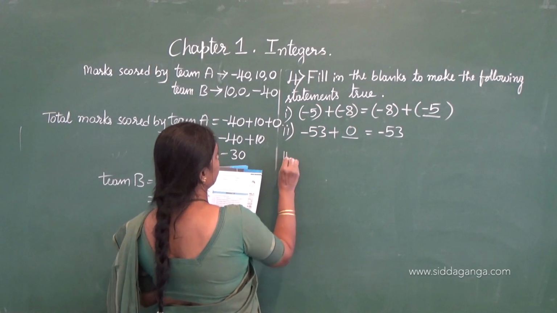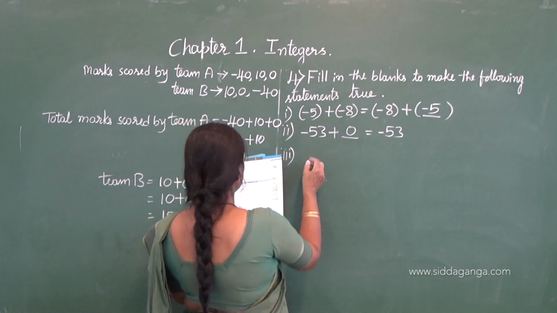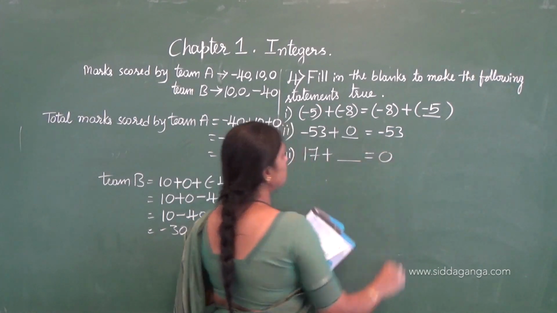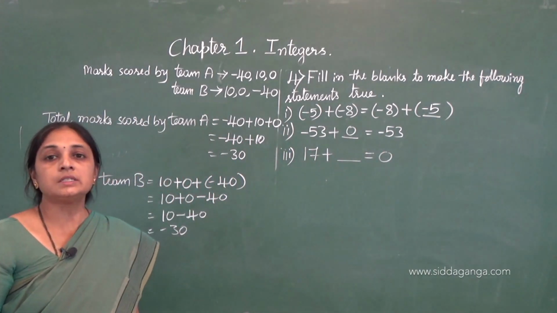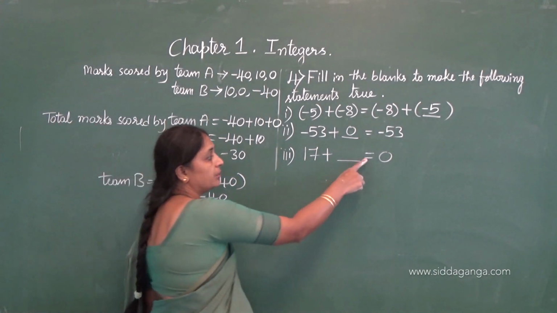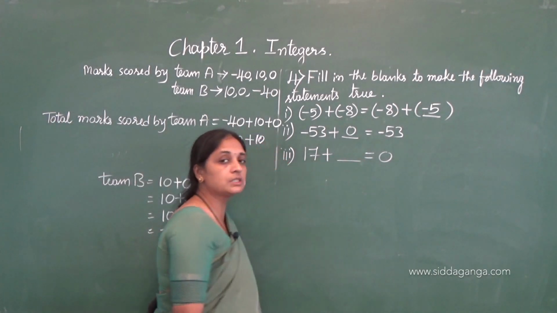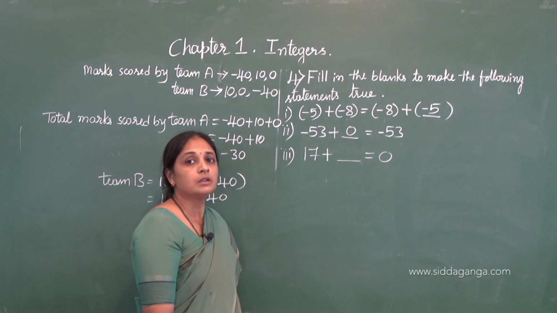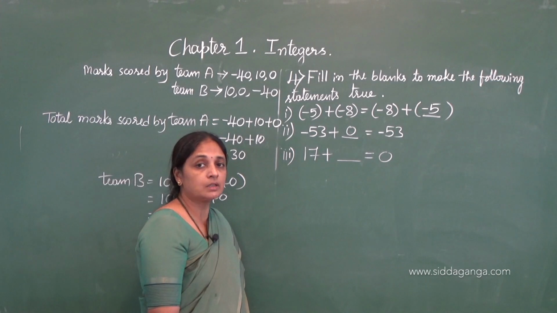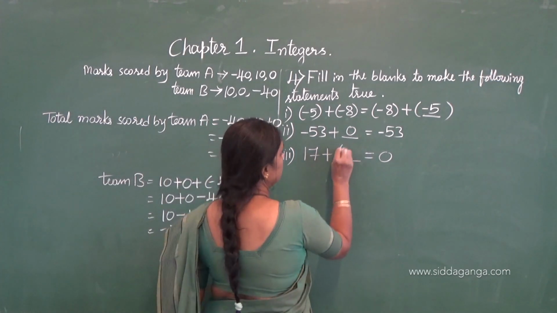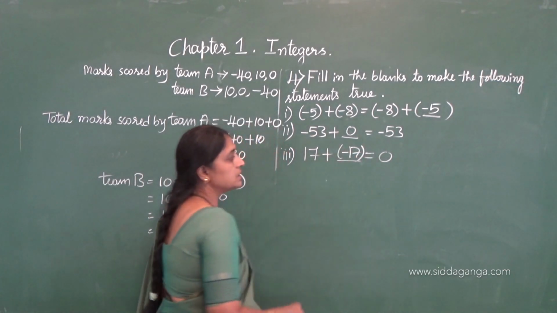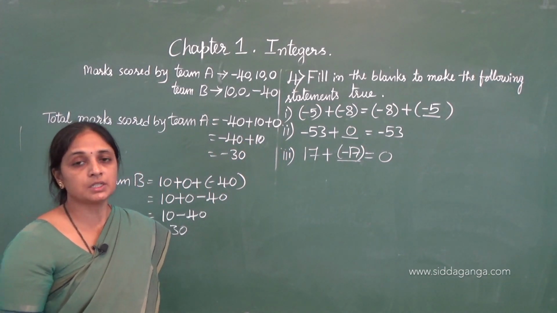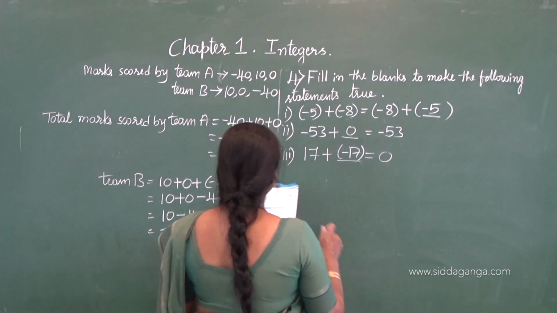Third one is 17 plus blank is equal to 0. The answer is 0. The sum is 0. When we add integers having the same value but opposite sign, we get sum 0, so we can fill -17 here. 17 plus -17 is equal to 0.